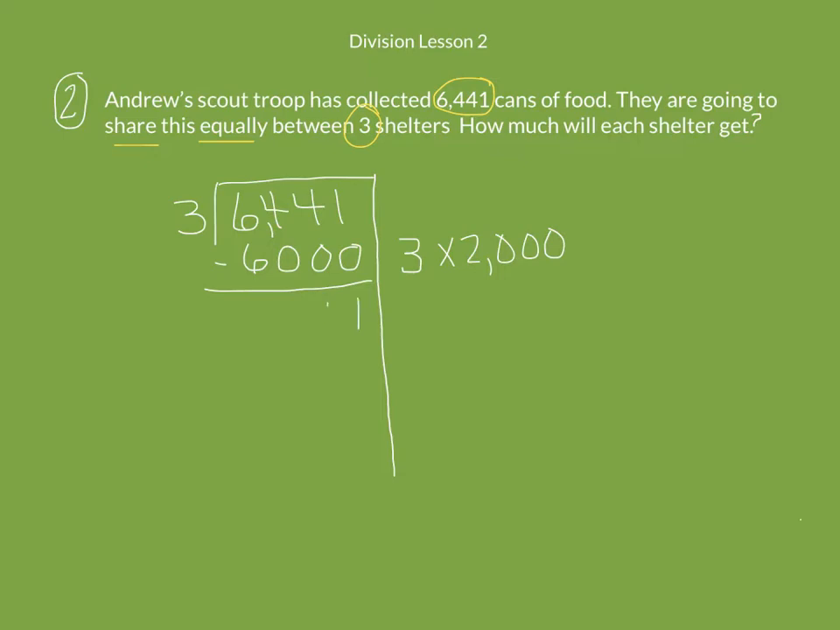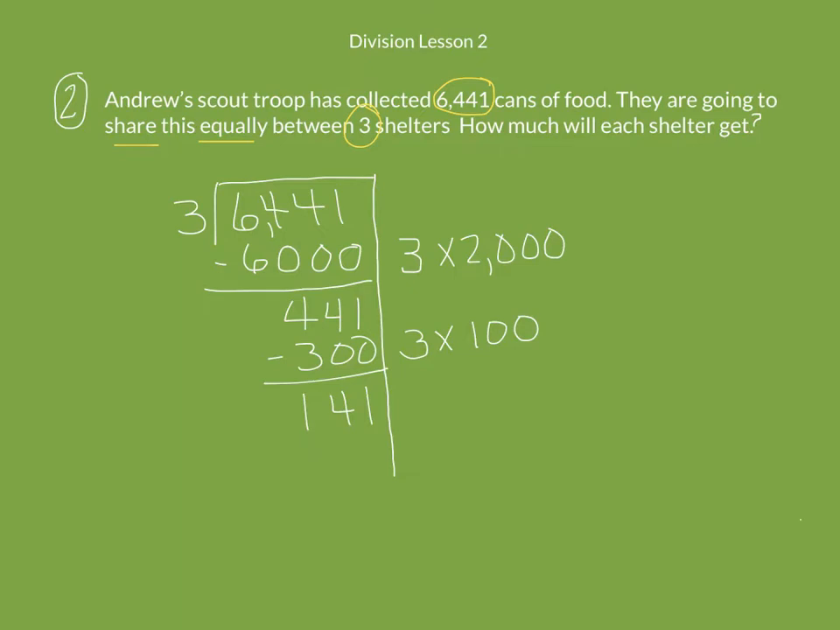So 1, 4, 4, 1. All right, so my largest place value is hundreds. So my question is, could I have 100 groups of 3? Yeah, because 3 times 100 is 300. I couldn't have 200 because that would be 600. So let's do 3 groups of 100, and we'll put 100 cans into the box for each shelter. So 3 times 100 is 300. And we have 141 cans to still be divided between the 3 shelters.